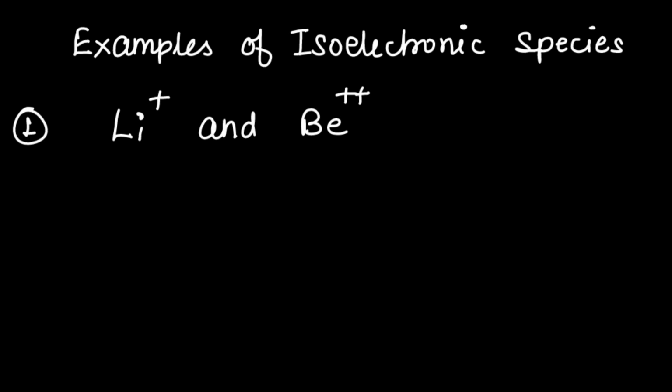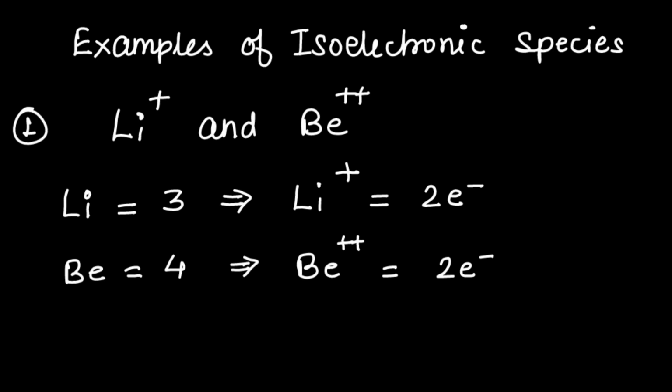As we know, the atomic number of lithium is 3. When it loses one electron, it becomes Li+, and in Li+ the number of electrons is 2. In the same way, the atomic number of beryllium is 4. When it loses 2 electrons, it becomes Be2+. Here also the number of electrons is 2. Since the number of electrons is the same in these two species, they are isoelectronic to each other.